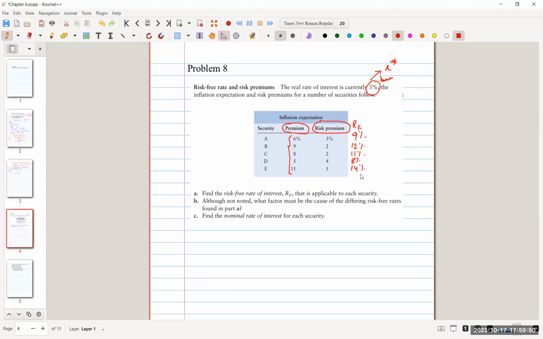Then in part B, they say, although not noted, what factor must be causing the differing risk-free rates found in part A? What we have observed is that for these securities, these financial instruments, A through E, all of them have a different risk-free rate, in spite of the fact that the real rate of interest is 3%. So what must be changing? The inflation premium demanded is changing, because these are variable. These are not constant, as you can see: 6, 9, 8, 5, 11.